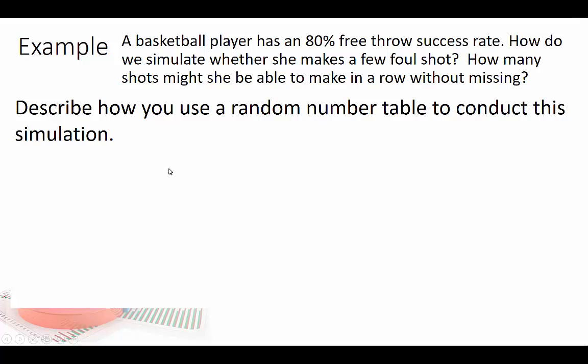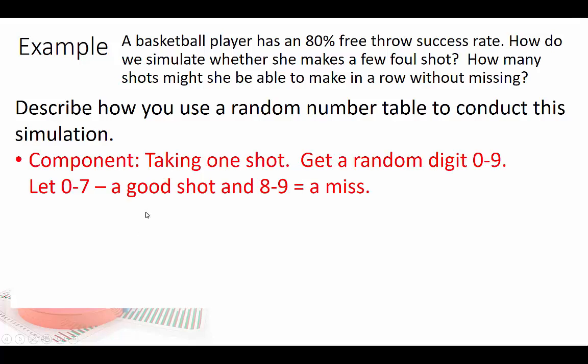So you're going to describe how we're going to use a random number table to conduct this simulation. Well, a component means taking one shot, and we get a random digit of 0 to 9. Now, why? You could say, well, wait a second. The percentage is 80%. Shouldn't I use 00 to 80? And I could. But if I can use fewer digits, that's actually better. So I'm going to use 0 to 7. There's 8 outcomes right there, and that represents her making the shot. And 8 and 9, that's 20% right there, would represent a miss.